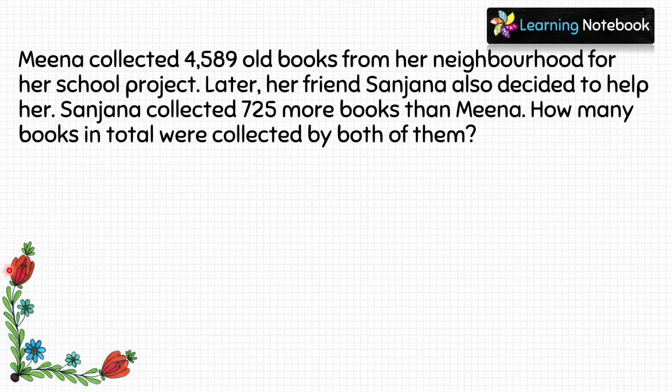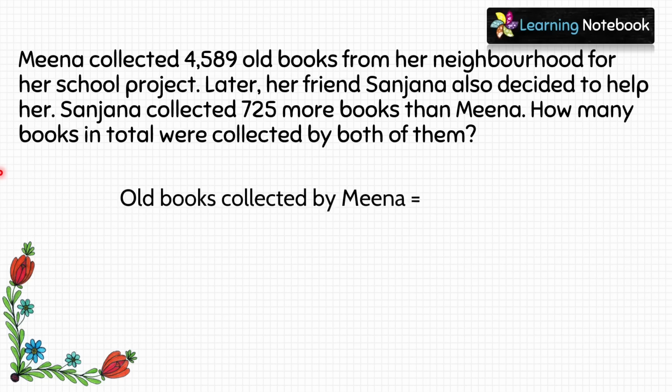So first let's understand this word problem. Meena and her friend Sanjana have collected some old books. But we are given that Sanjana collected 725 more books than Meena. So first we have to find number of books collected by Sanjana and then we can find total books collected by both of them. So let's start by writing the statements.